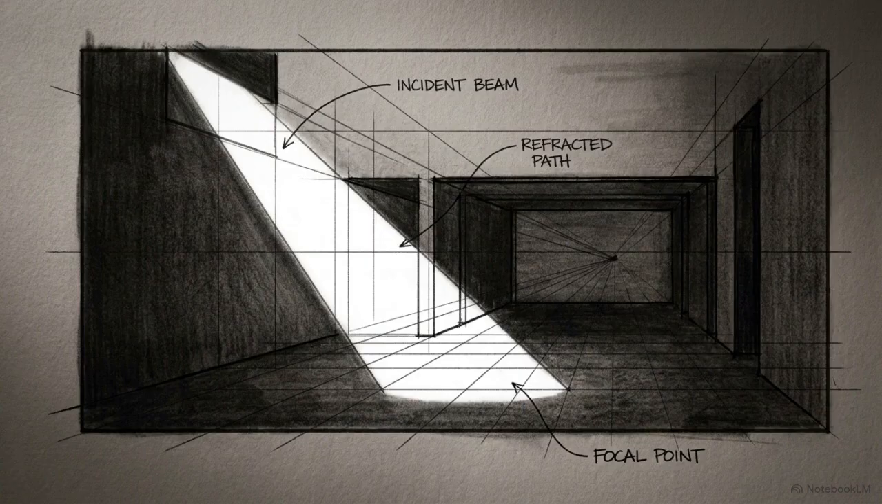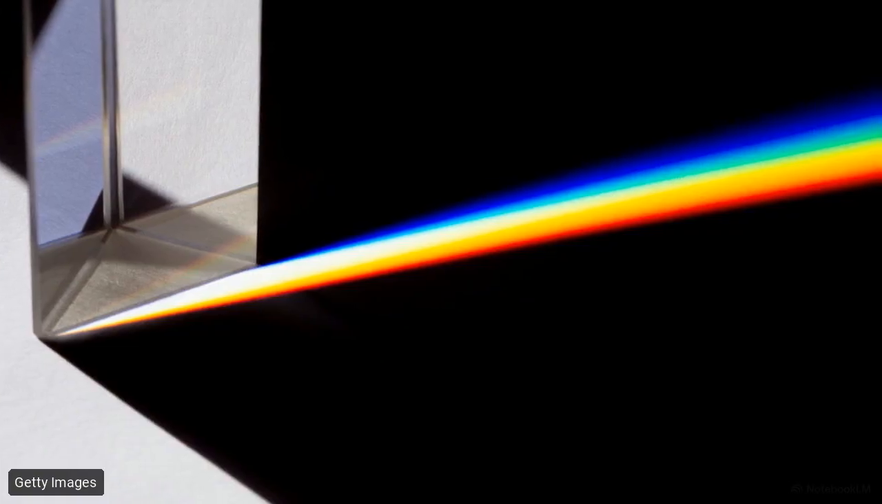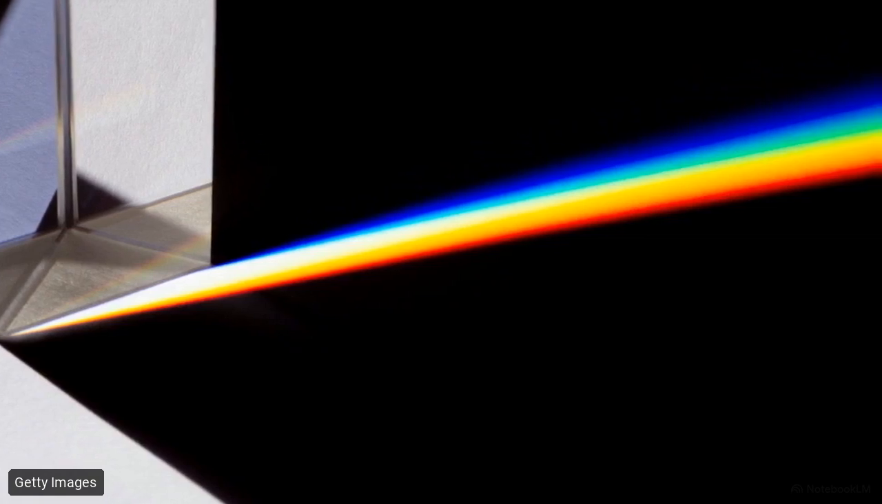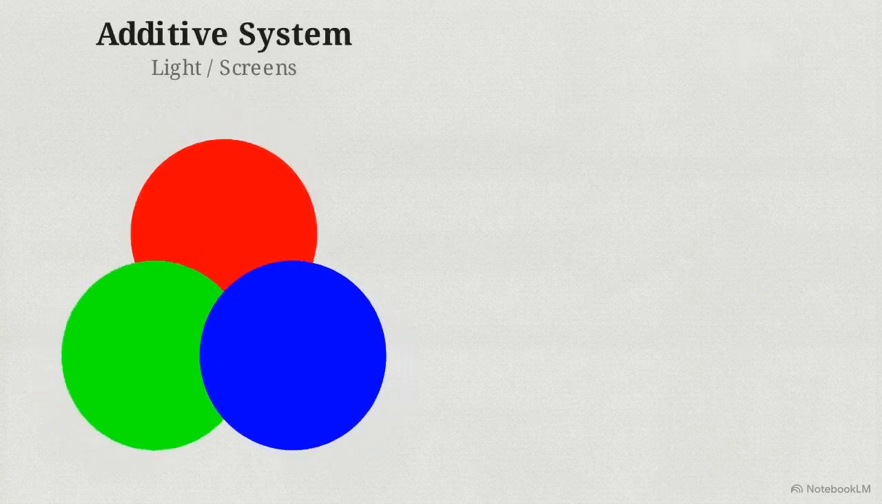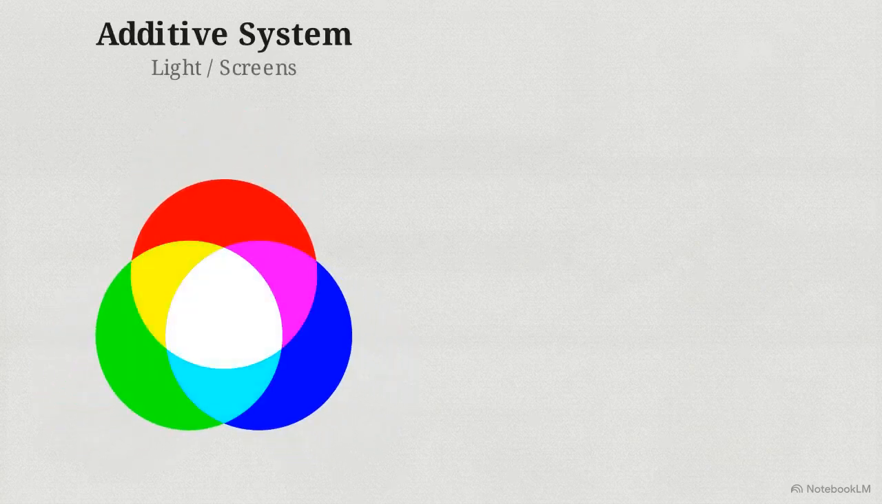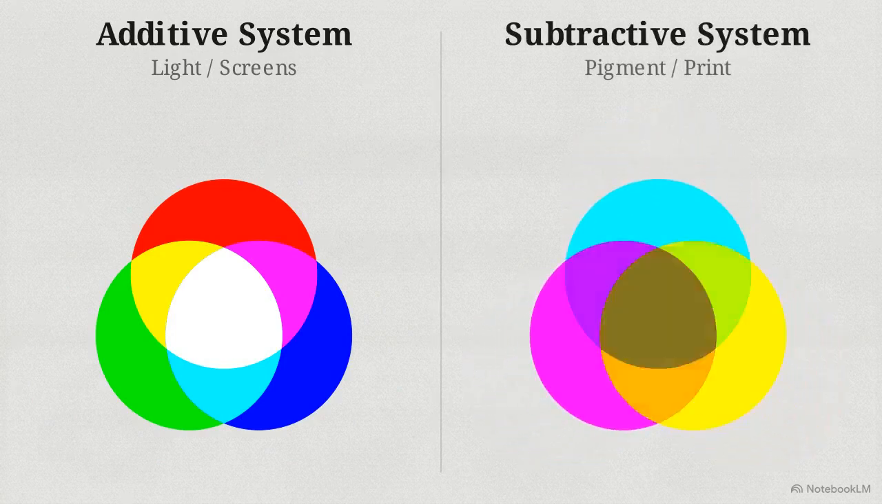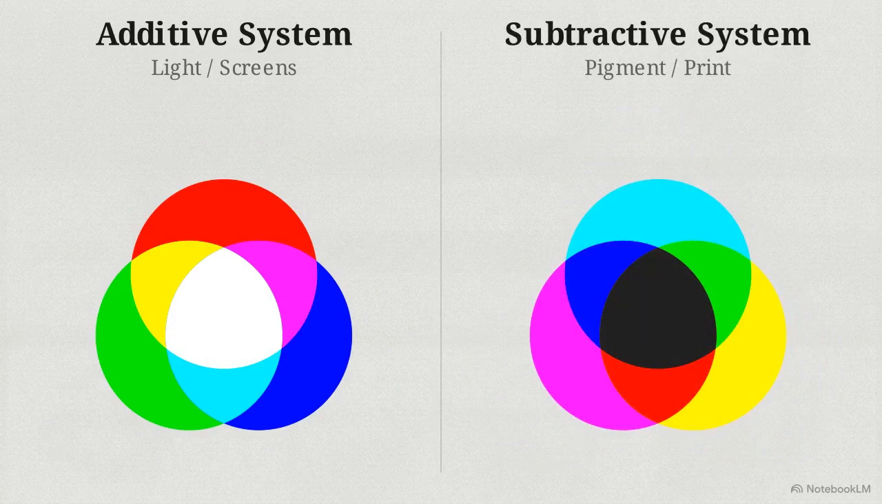Color theory is rooted in the physical refraction of white light. When light strikes a prism, it splinters into the visible spectrum: red, orange, yellow, green, blue, and violet. We reproduce these wavelengths through different systems. This additive system mixes red, green, and blue light for screens. Conversely, print relies on subtractive pigments, cyan, magenta, and yellow, to absorb light.